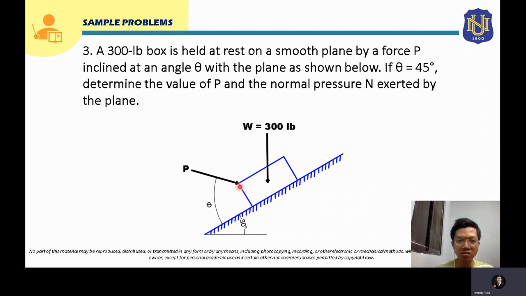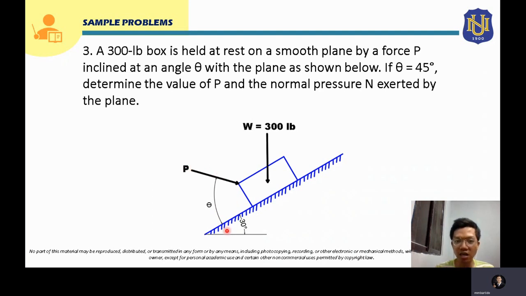So we have here a box. This box is 300 pounds, so its weight will be applied in the center of gravity, or the center of this box, which is somewhere here. And our force P is applied this way, and this is 45 degrees from the inclined plane.